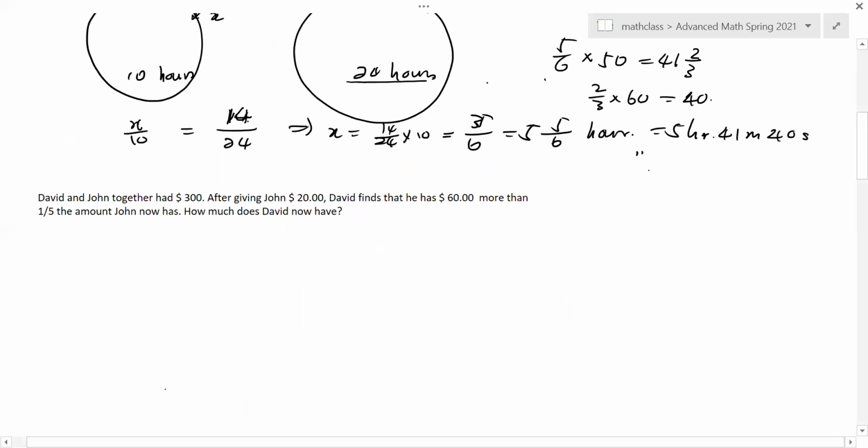I wanted to take a look at the next problem, and I hope we can solve it. David and John together had $300. After giving John $20, David finds out he has $60 more than 1/5 of the amount John now has. How much does David give to John?